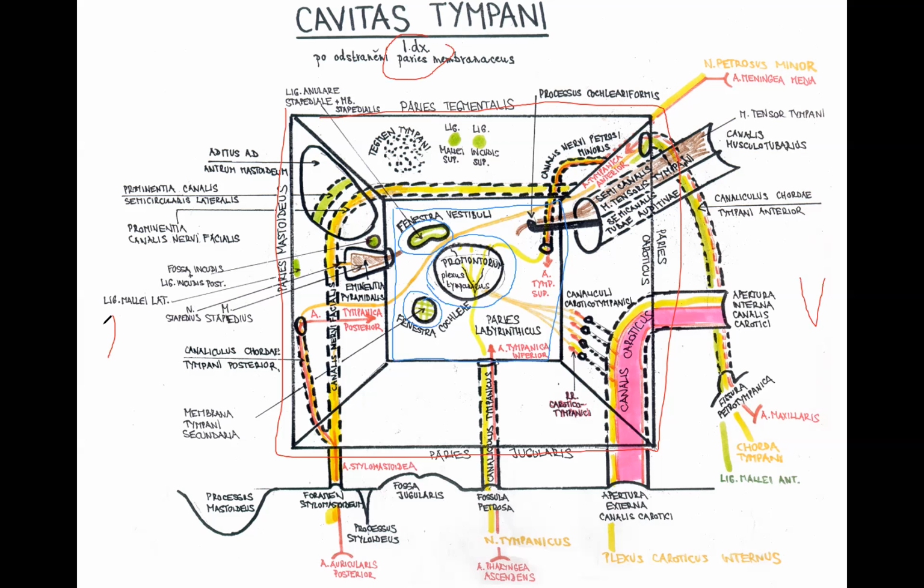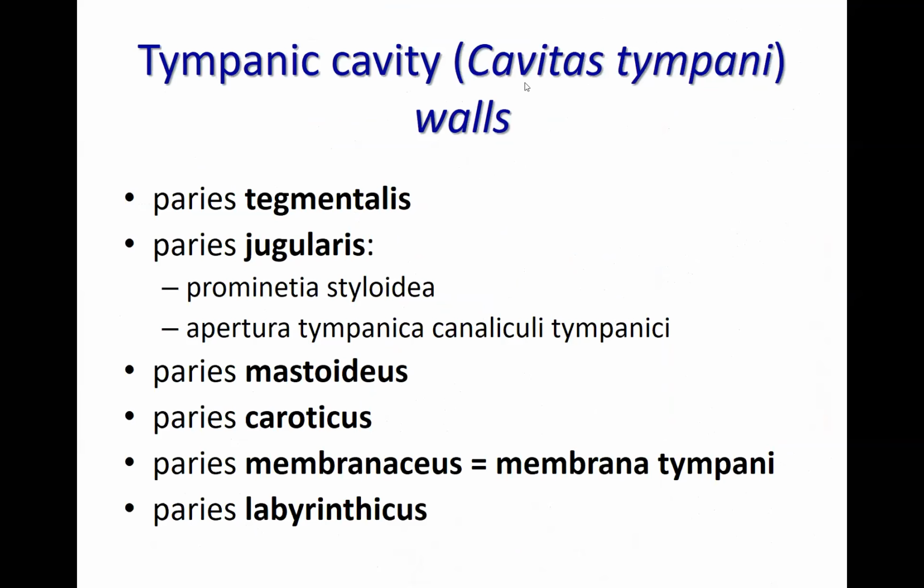As you can see, the mastoid process is here dorsally and the styloid process here, and the internal carotid artery here ventrally. What is up here is the brain, the temporal lobe. So I hope you understand this. I'll come back to the walls.